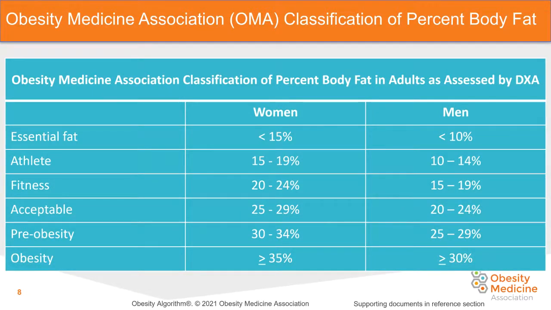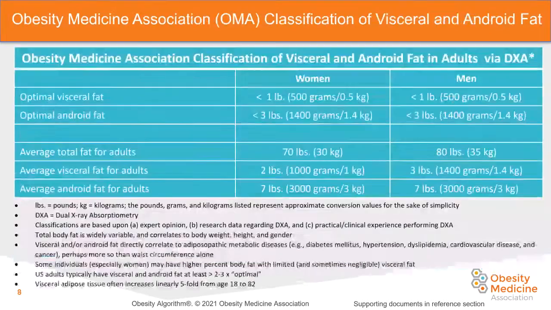There are multiple different types of classifications where the cutoff points for percent body fat define obesity. This is just one, a classification from the Obesity Medicine Association. And with the DEXA scans that we do, we also measure the android fat, which is the subcutaneous abdominal adipose tissue plus the visceral fat. And then we also measure the visceral adiposity. And as you know, it's that visceral fat that best correlates with cardiovascular disease, and we'll discuss why that is.